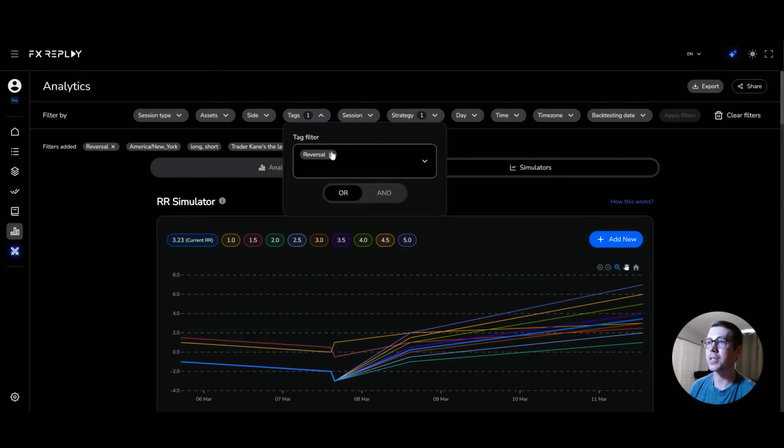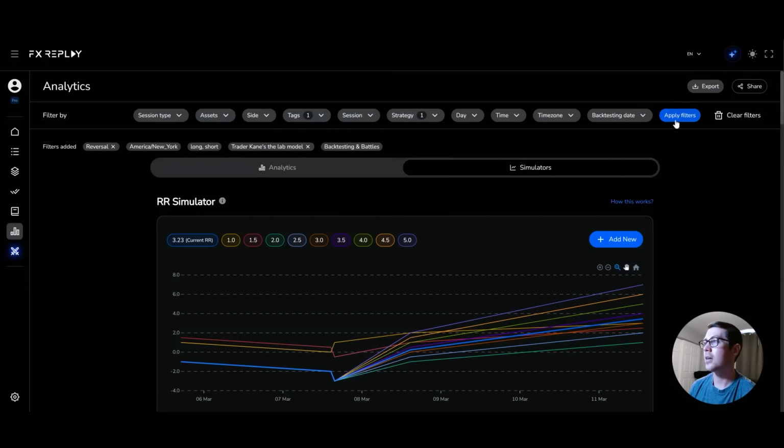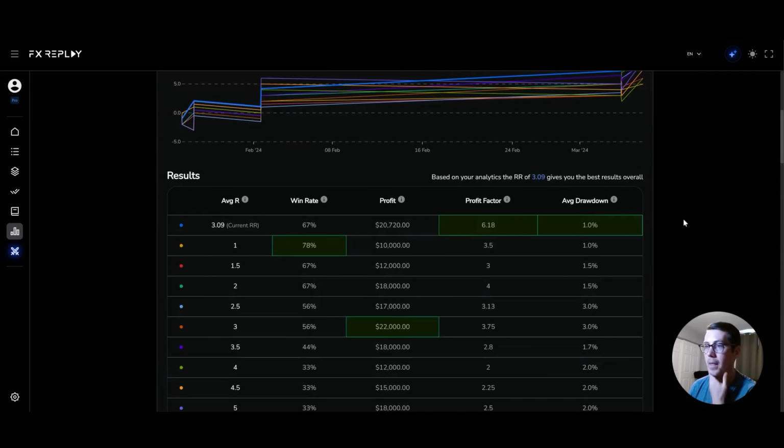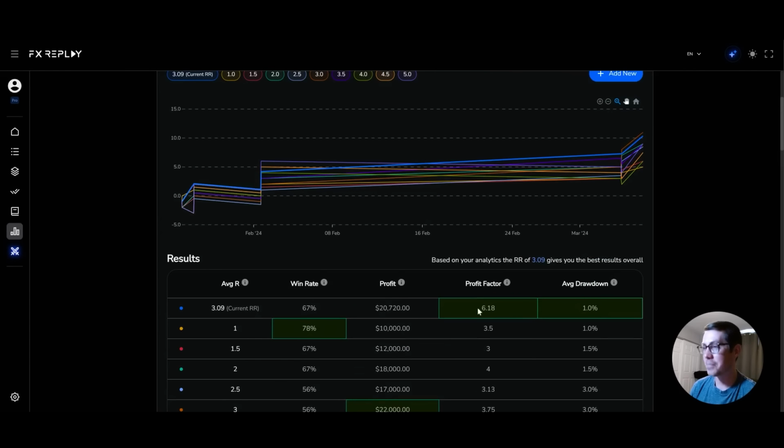So same thing with the continuations. Let's see if they had any potential insights we can see. So, very small sample size. So yeah, we have a pretty overfit profit factor here. I would expect as you get a larger sample size, you want to see that 1.75 to 4 profit factor is really the range you want to shoot for.